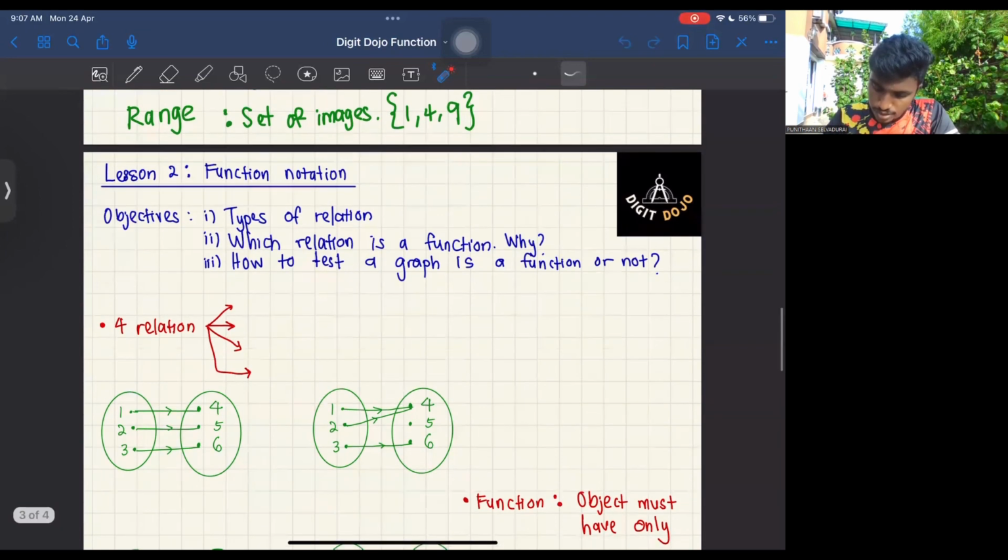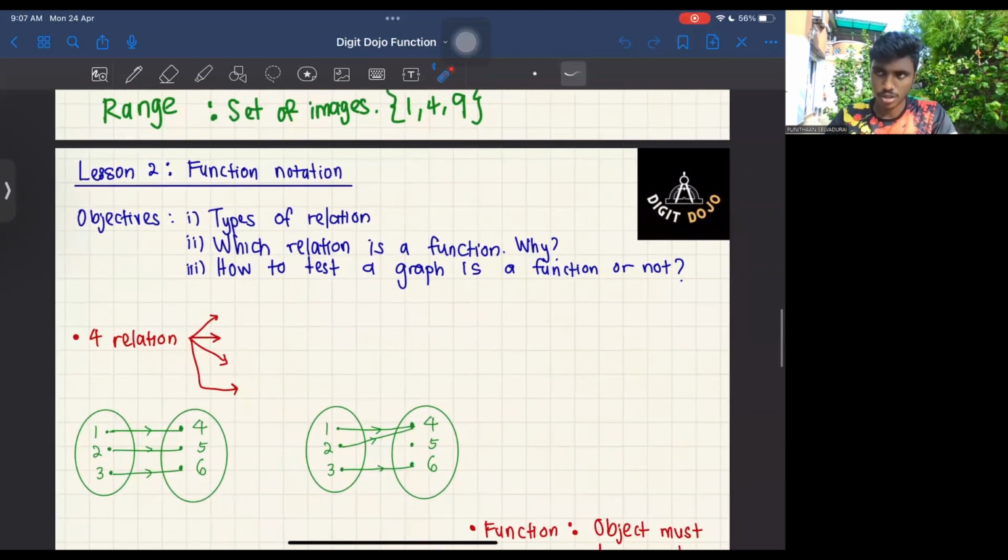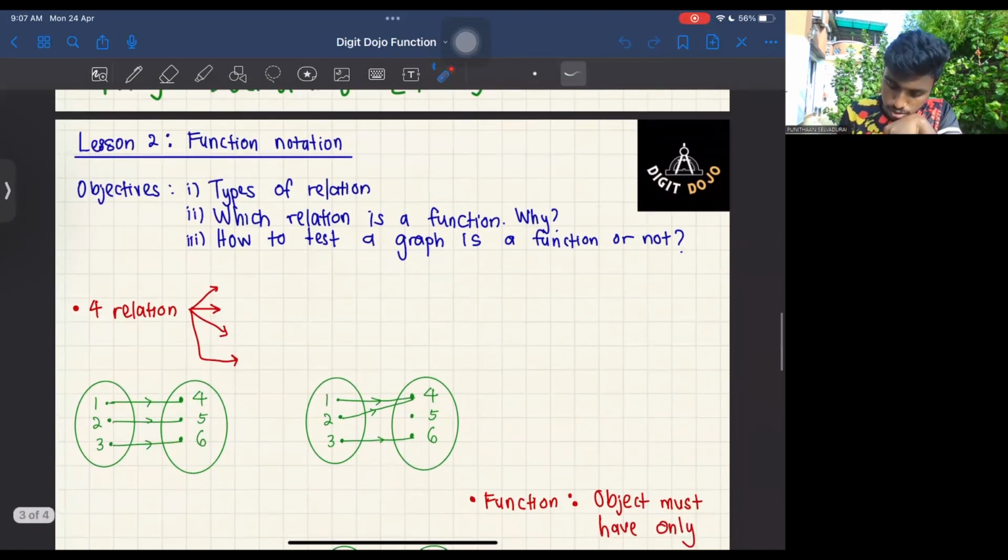And let's say they give a graph. How do we know whether this graph is a function or not? We'll check that method also in this lesson. Okay, let's get to our lesson today.